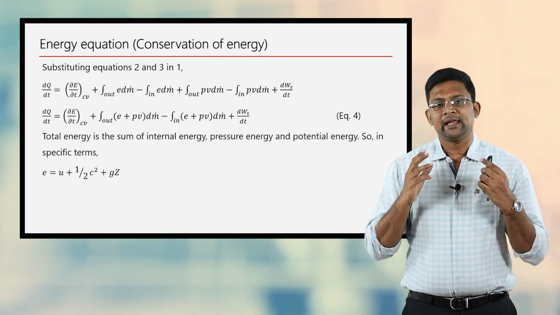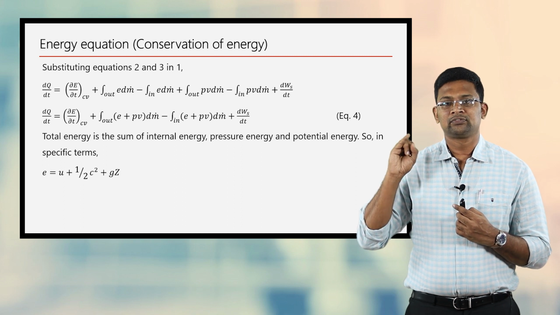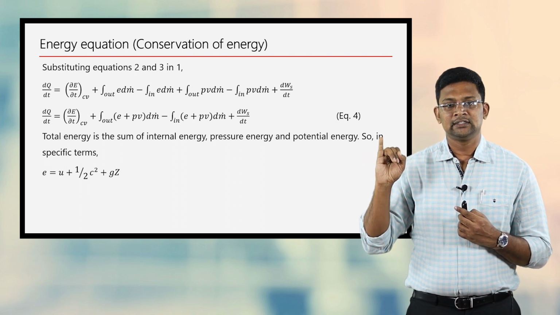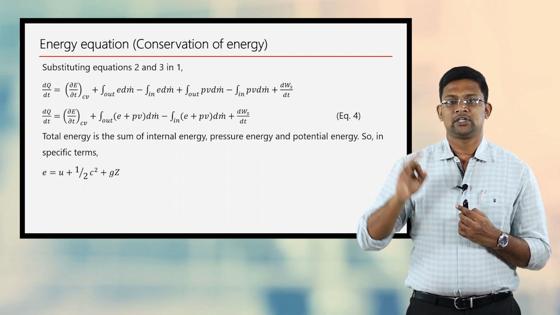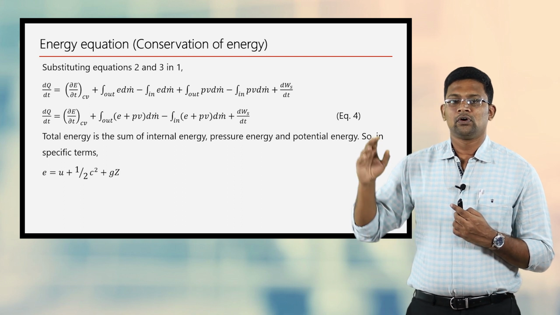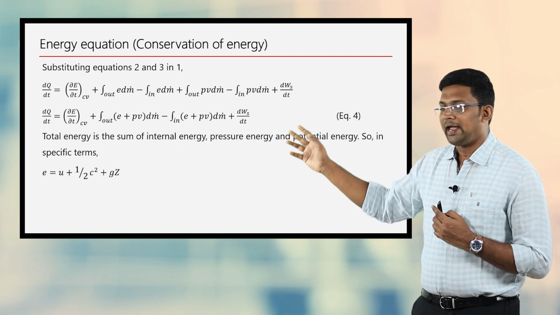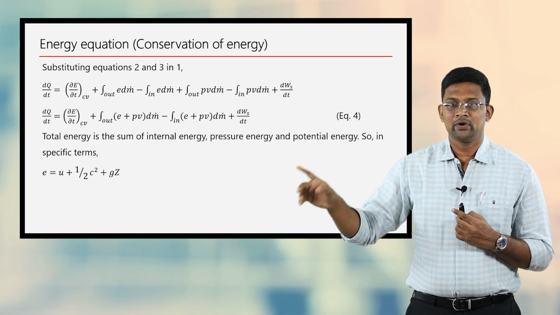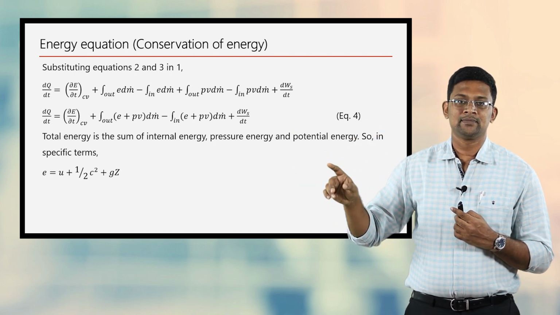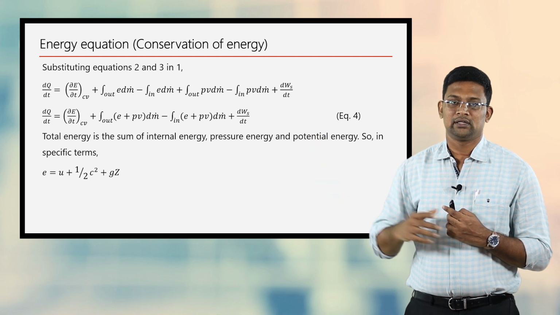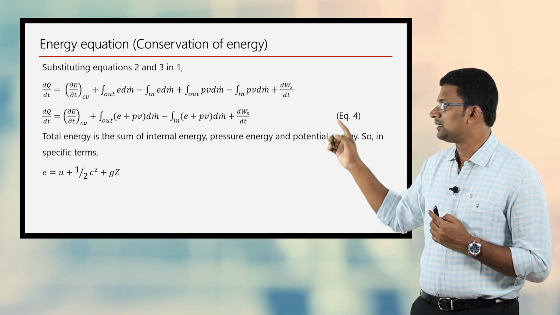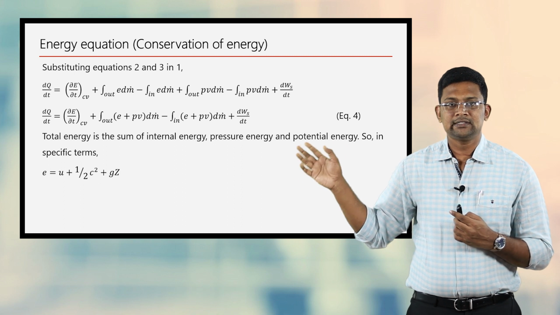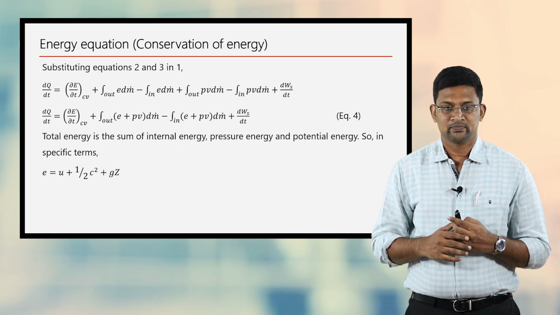And we know the total energy in a system is the sum of three energies: the internal energy, kinetic energy, and potential energy. Therefore, in specific terms, the energy E is equal to U plus half c square, the kinetic energy term, plus gz, the potential energy term. There is no m because we are dealing with specific terms. We are writing in terms of the specific values.